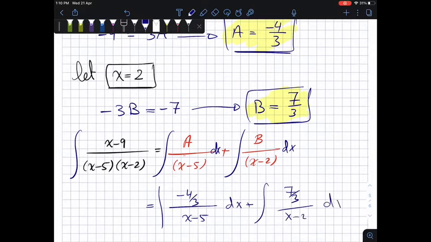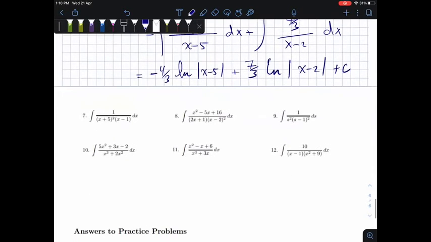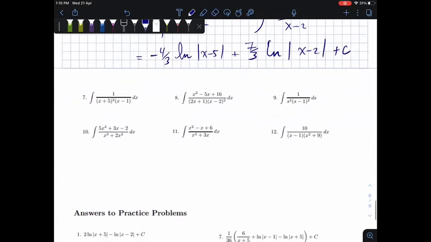Okay, and then we know how to integrate this part because the numerator involves the derivative of the denominator. So it's negative 4 over 3 ln absolute value of x minus 5, plus 7 over 3 ln absolute value of x minus 2, plus c. I hope you understood this question, guys.